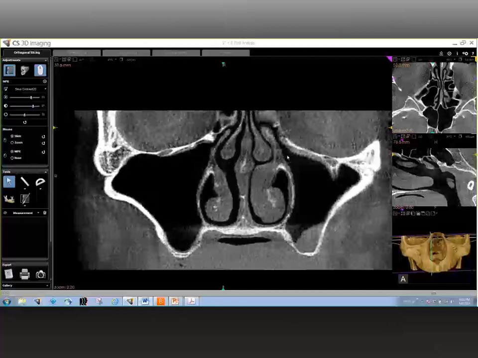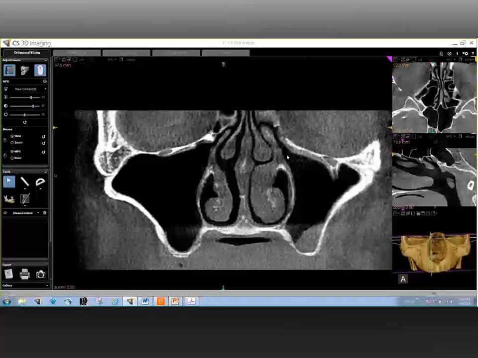So now that you've mentioned the ostium, what is its importance, and how do you evaluate the ostium? What are you looking for? That is a very good question. Ostium signifies one thing. It signifies the patency of the maxillary sinus in total. What does that mean? It shows how the maxillary sinus drains into the middle meatus of the nasal cavity.